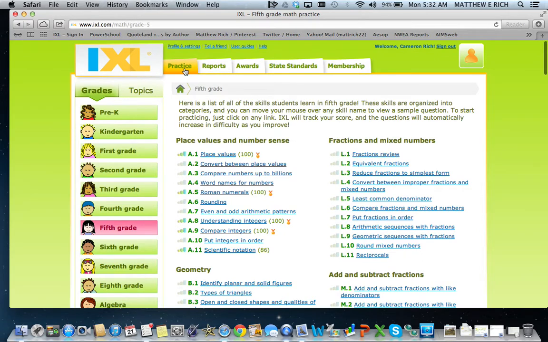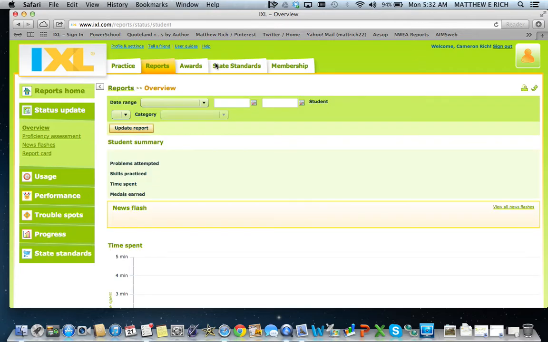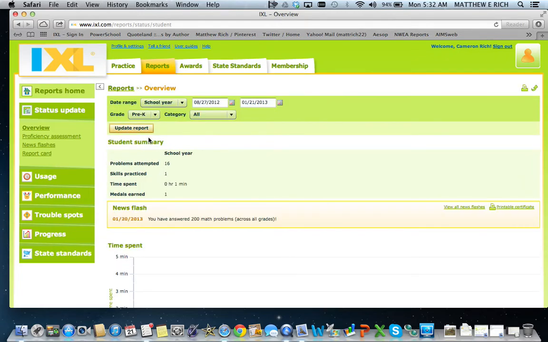The next piece that's invaluable for parents is the reports function. If you hit the reports area right here, you can see the reports come up in Flash, so you do need to do this from a Mac or a PC. You cannot do this from an iOS or Android device. Reports tell you where the child has been working and how much time has been spent. This child has done 16 problems this school year at pre-K.